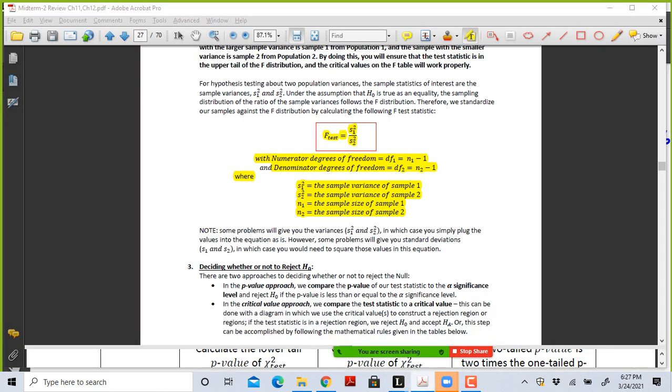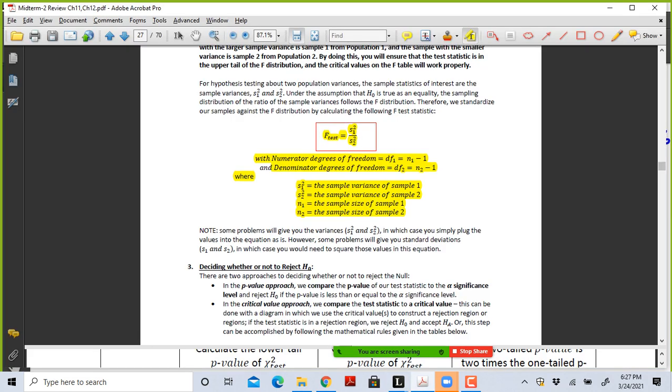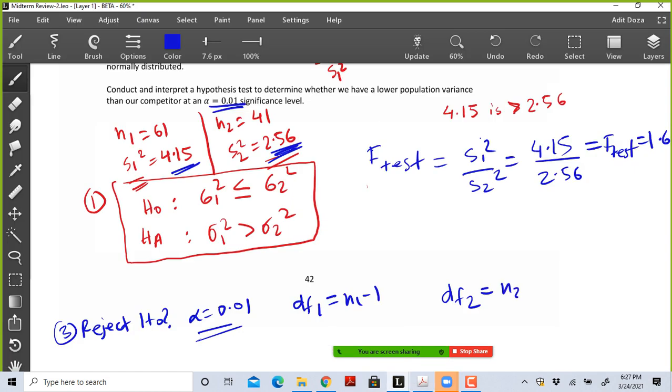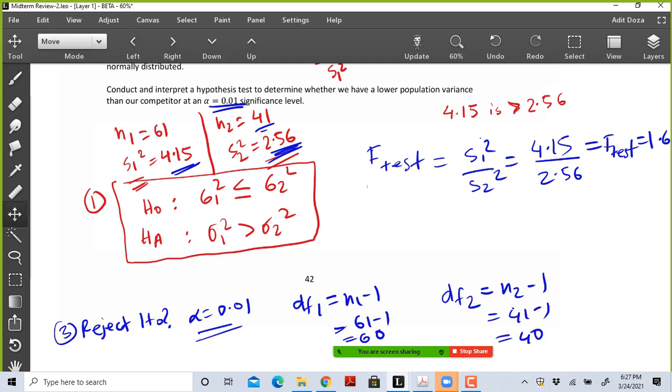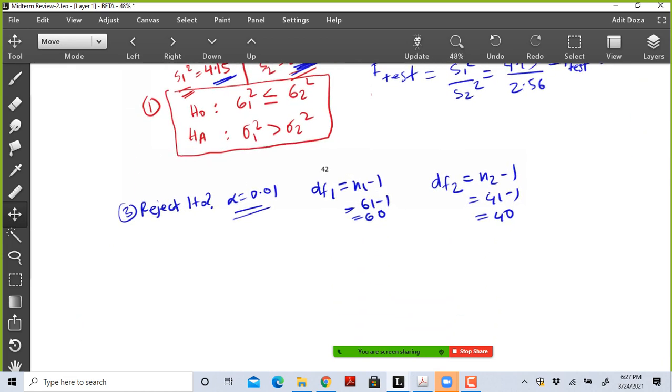Degree of freedom 1 is N1 minus 1, and degree of freedom 2 is N2 minus 1. This formula should be in your formula sheet. So degree of freedom 1, N1 is 61 minus 1, so 60. Degree of freedom 2 is 41 minus 1, which is 40. Got it? So we have 2 degrees of freedom.